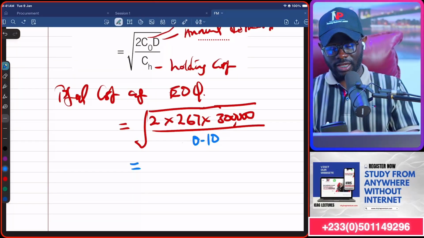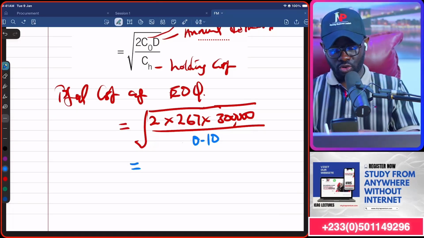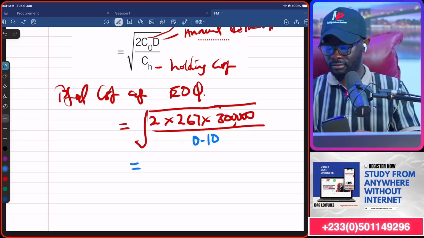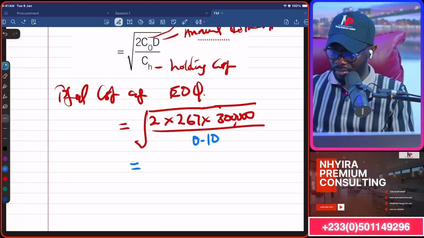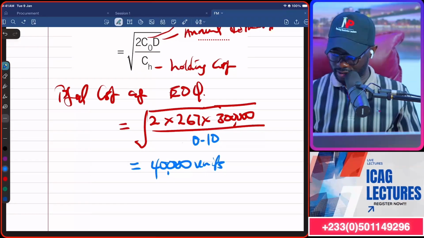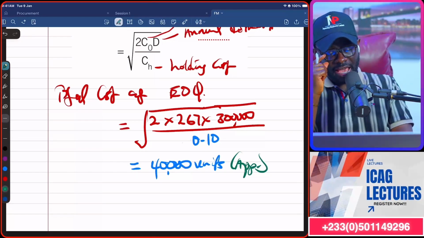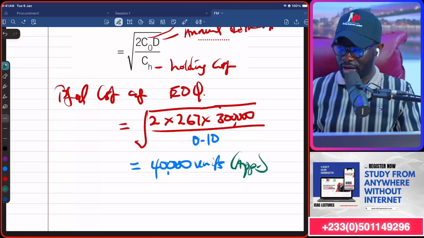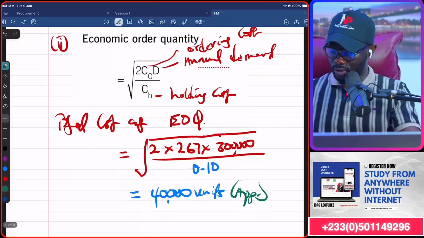So if you have a good calculator, you have the square root fraction, 2 times 267 times 300,000 divided by 0.1. And that gives us an amount of maybe 40,000 units approximately. Okay, 40,000 units approximately. It is 40,023 units. Okay, 40,023. But we can round it to make it 40,000 units to work with.